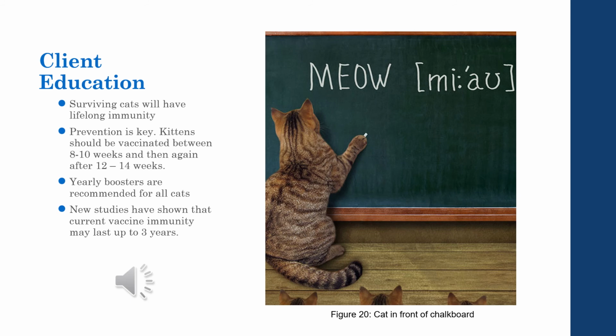Owners should be told that kittens need to be vaccinated between 8 to 10 weeks and then again after 12 to 14 weeks, and yearly boosters are recommended for all cats. There are new studies that have shown that current vaccine immunity may last up to 3 years. That would be up to the individual veterinarian and your state and local regulations as far as if they can just run a titer before immunizing your pet.